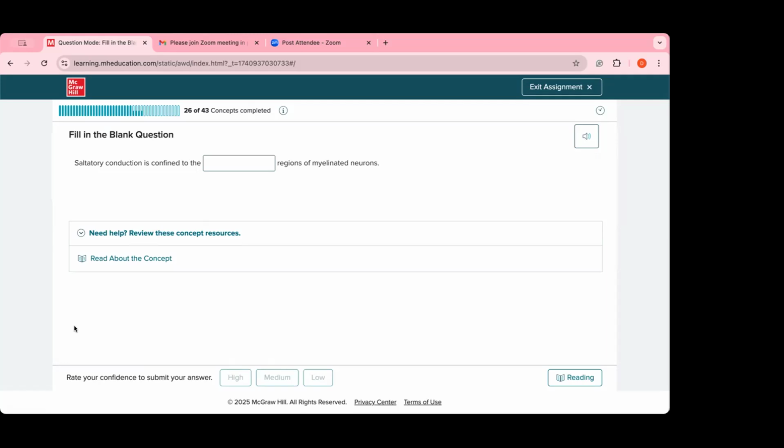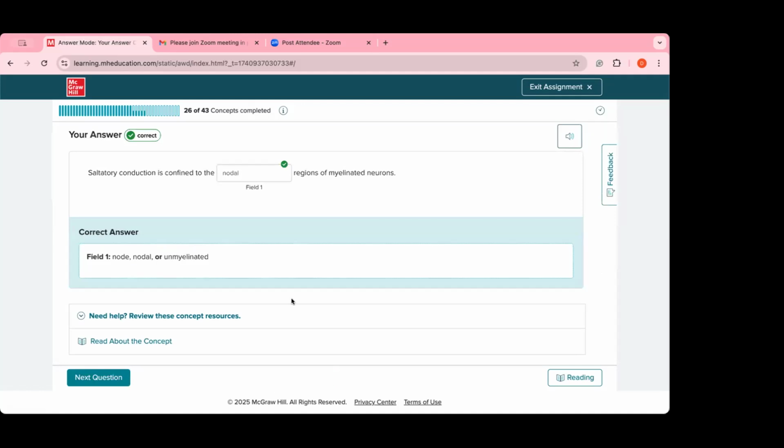Trinodal. That's the adjective form of that. Nodal, nodal regions of myelinated neurons. Nodal, nodal. Yeah, try it. Because it doesn't have room for the full word, so I'm interested to see. Yeah, node or nodal or unmyelinated. Okay, they would have taken either one.